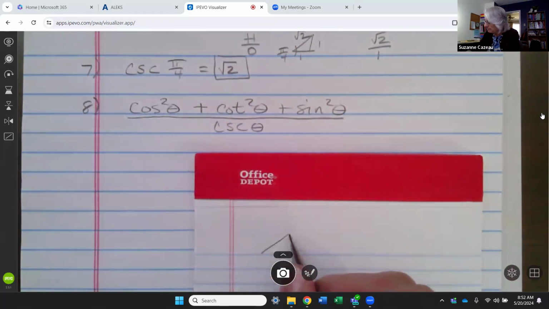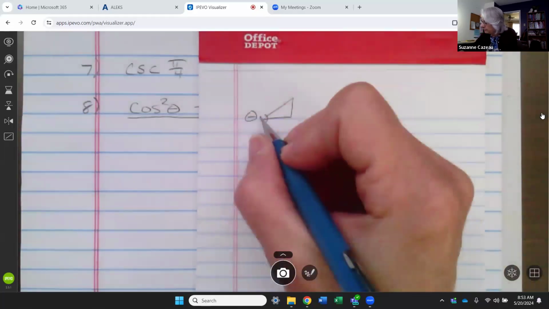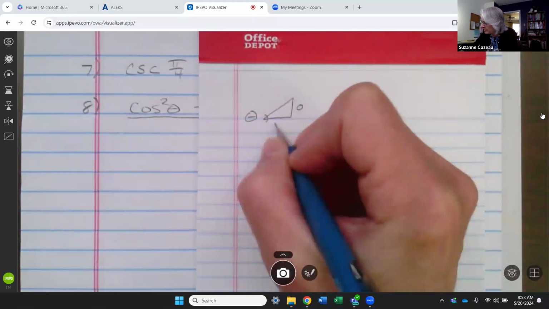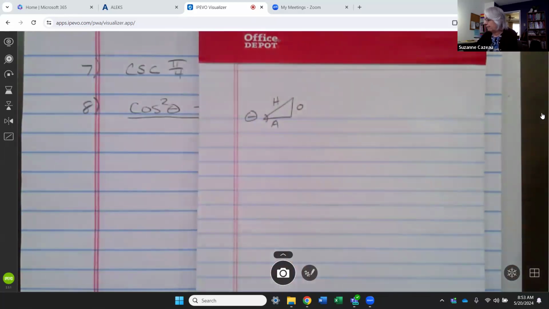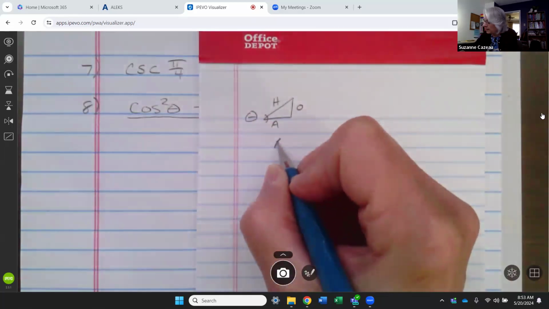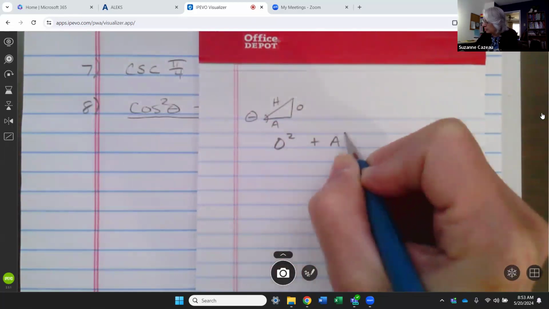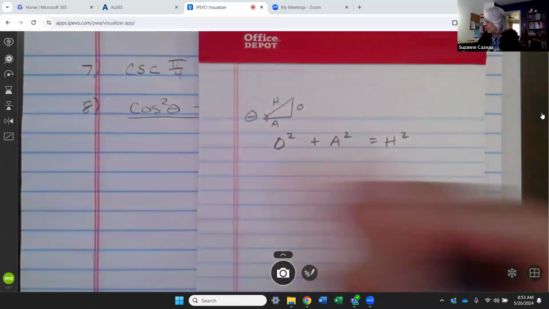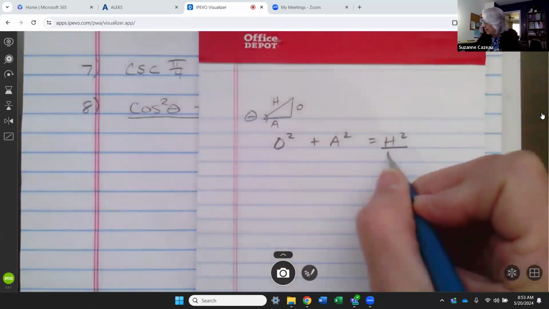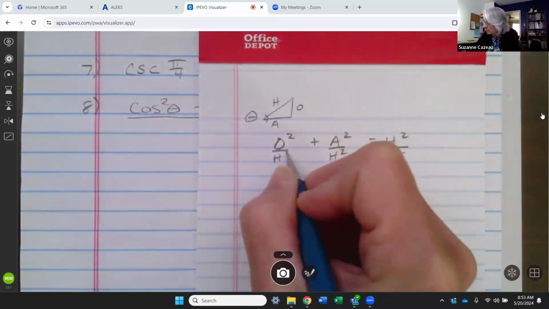What do we got? Let's say I have an angle here, and this is opposite, this is adjacent, and this is the hypotenuse. So I know that the opposite squared plus the adjacent squared is the hypotenuse squared. And if I were to divide everything by hypotenuse squared, this is what happens.